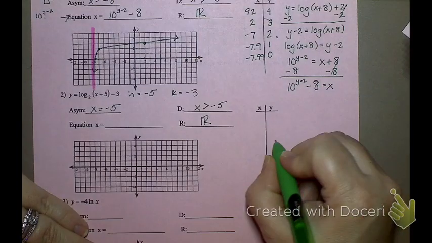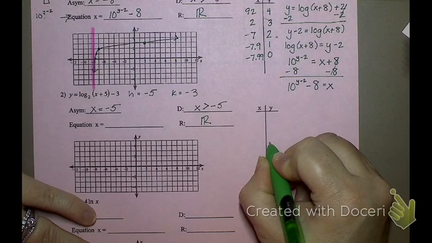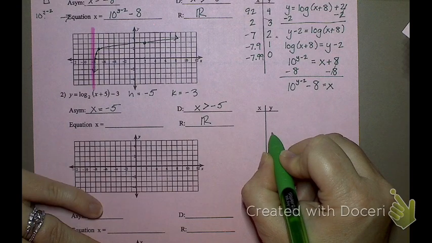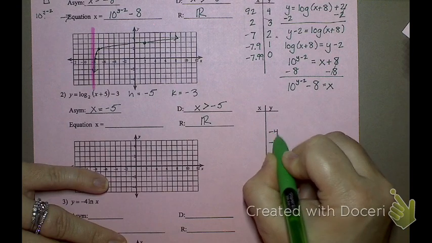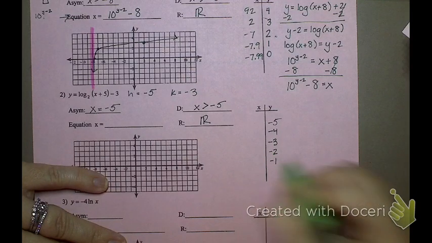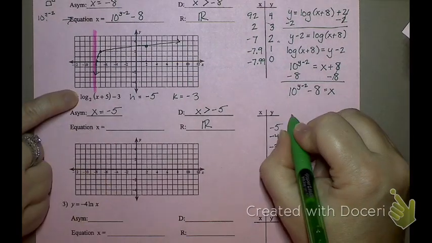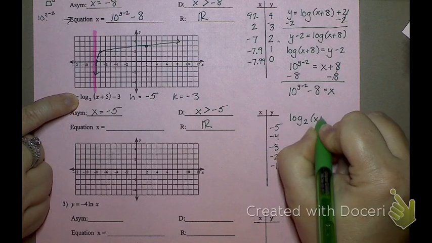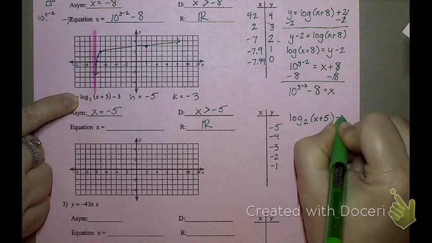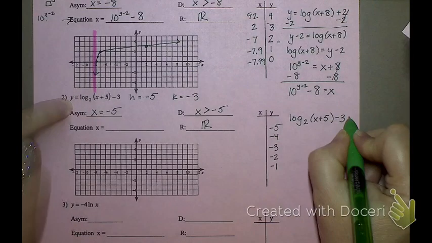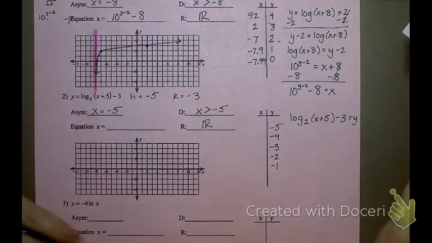All right, what goes in the middle of my XY chart? -3, my K value. So I'm going to fill in values around there. -4, -5, -2, and -1. And then we got to do our rearranging. I have y equals log base 2 of x plus 5 minus 3. Oops, I forgot my y equals. So I'm just going to put it over here. That way I won't have to reverse stuff.